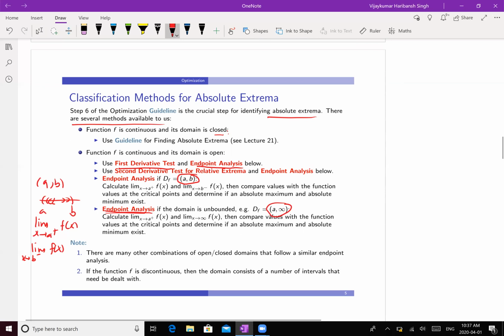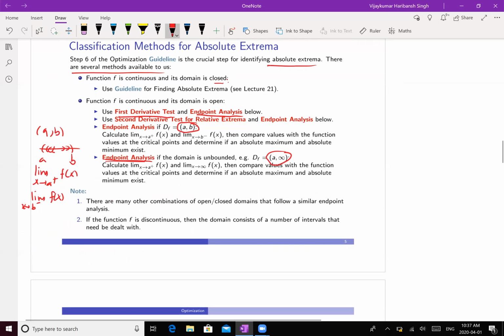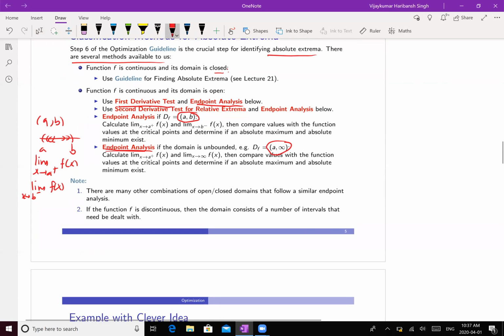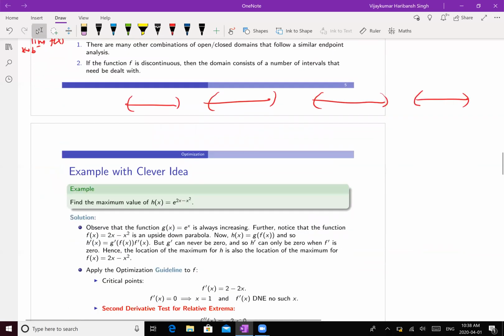Okay. So note that there can be many combinations of open and closed domain, and we'll have to follow a similar endpoint analysis for them. Second, suppose f is discontinuous and it has open intervals like that, it's only continuous on these pieces, then you'll have to do each of them separately and combine them. Right. So let's work it out with an example.